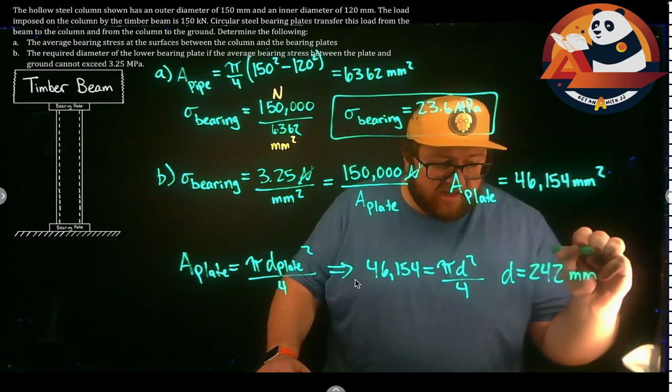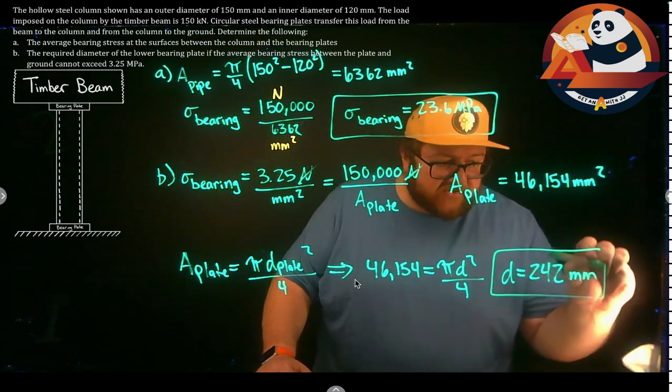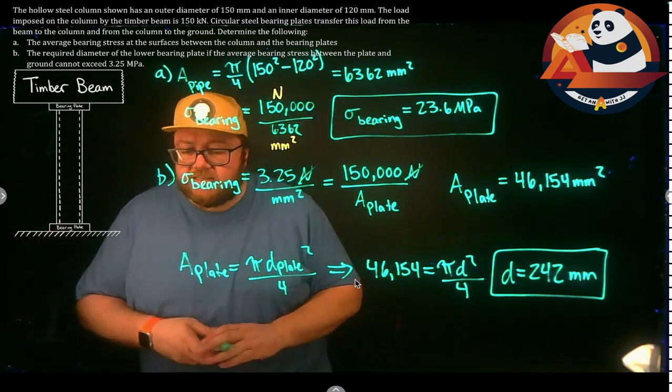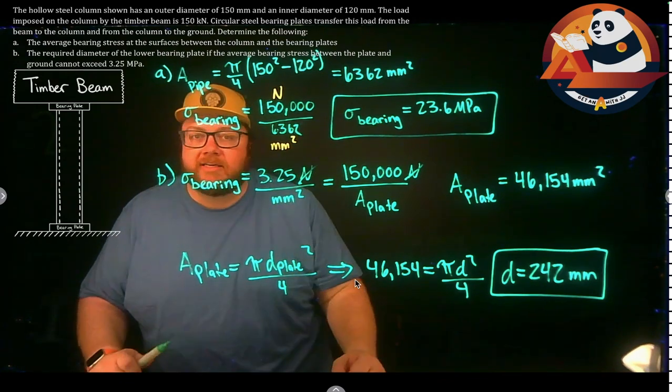242 millimeters. Otherwise, the stress is going to be too big, and probably the ground is going to give out underneath it, which causes things to collapse. And we don't want that in our buildings.